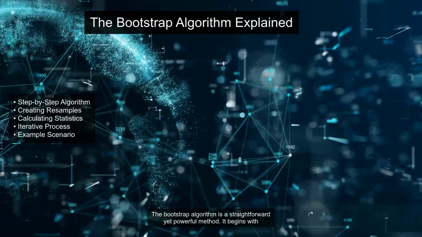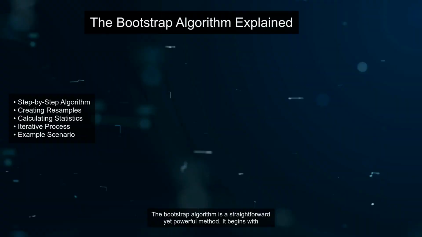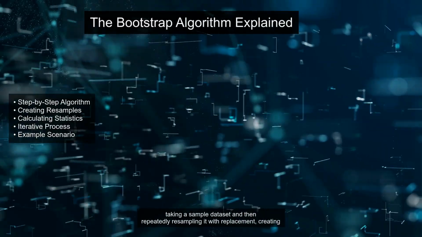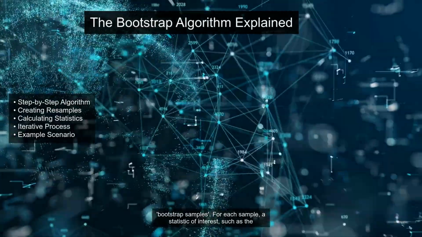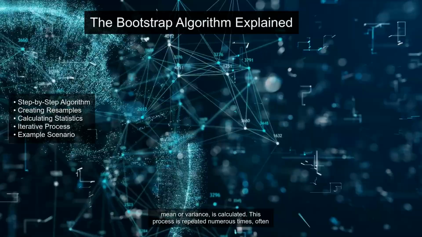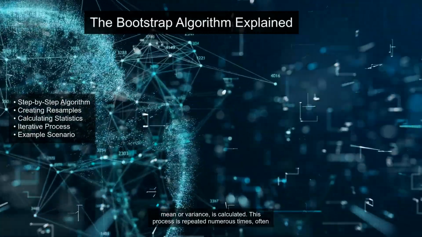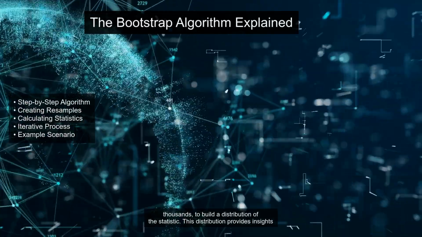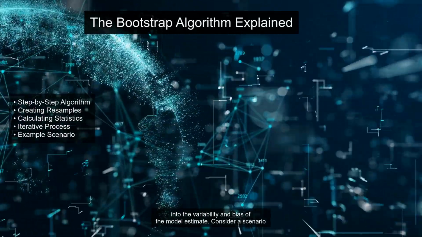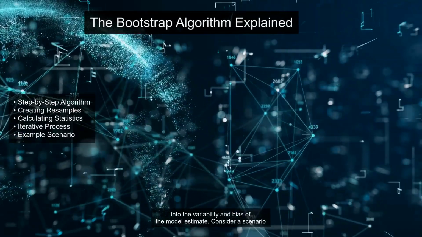The Bootstrap algorithm is a straightforward yet powerful method. It begins with taking a sample dataset and then repeatedly resampling it with replacement, creating bootstrap samples. For each sample, a statistic of interest, such as the mean or variance, is calculated. This process is repeated numerous times, often thousands, to build a distribution of the statistic. This distribution provides insights into the variability and bias of the model estimate.